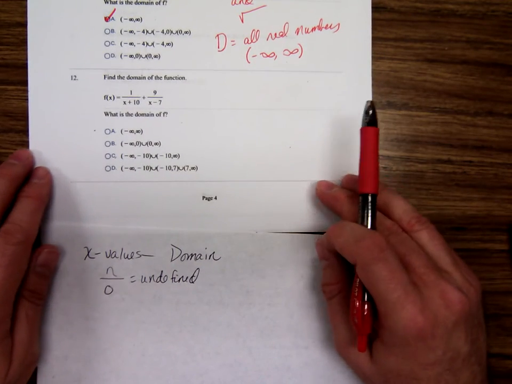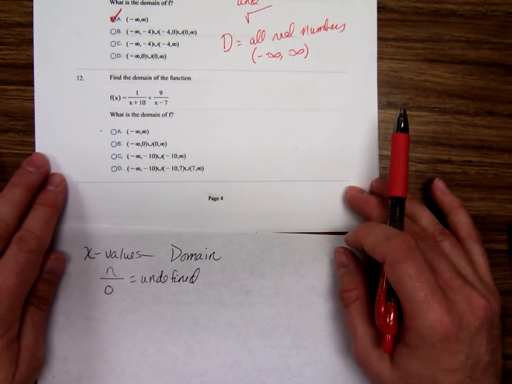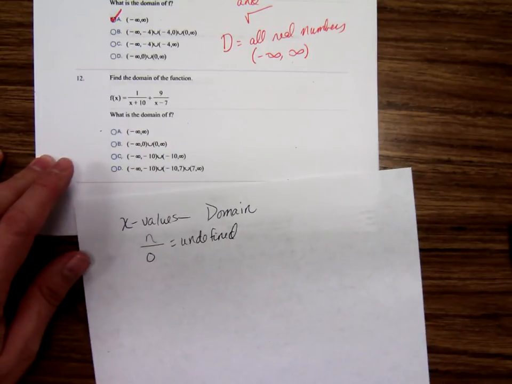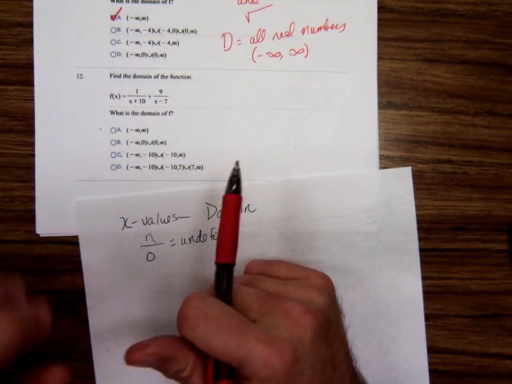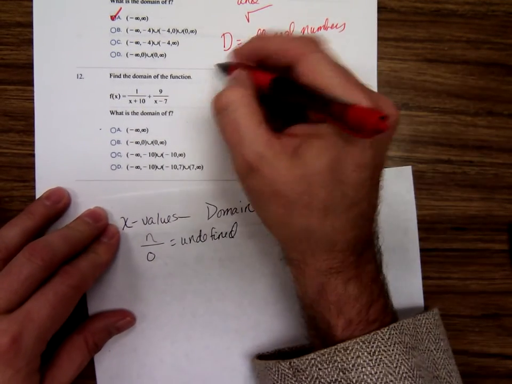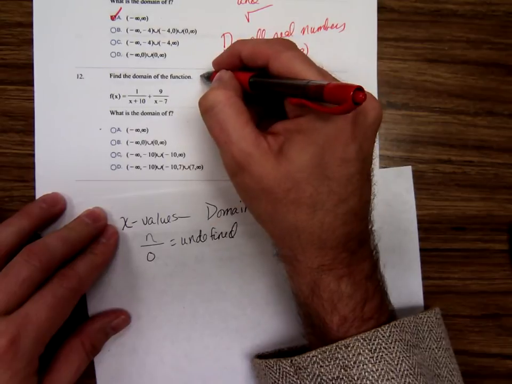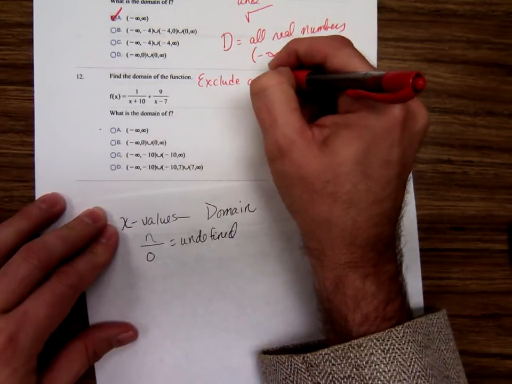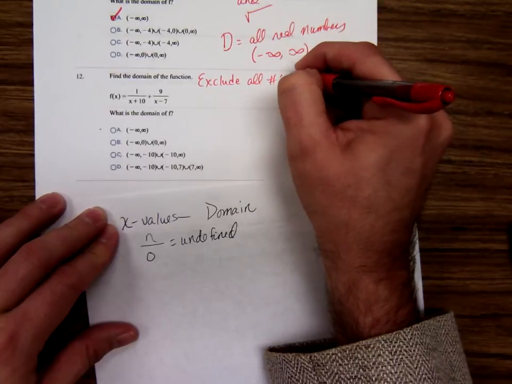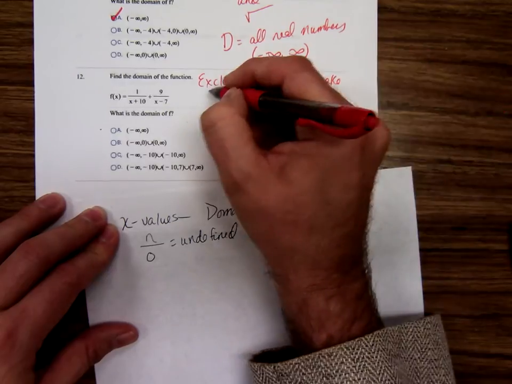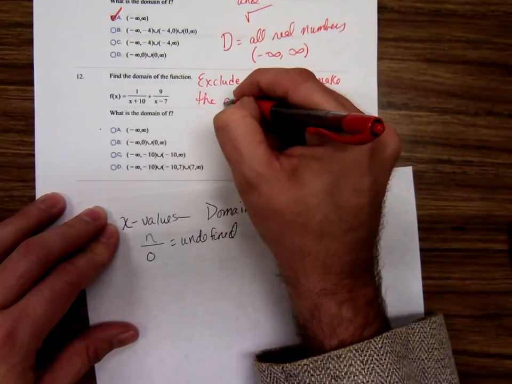12, ooh, this one's getting sort of involved. Here we have a function that has two fractions in it. We do not want denominators of 0. So the question is, well, here's what we need to do. We need to exclude all numbers that make the denominators equal 0.